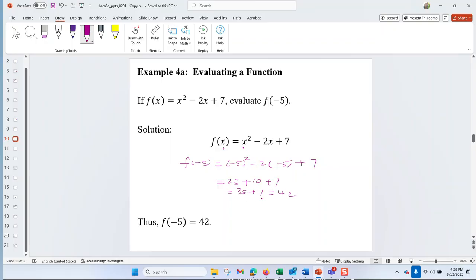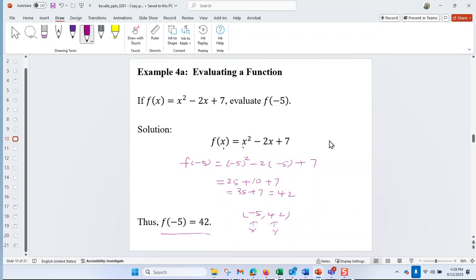So that means f of -5 is equal to 42. If I write it down as an ordered pair, this will be (-5, 42). This is the x value, this is the y value in here, the point. All right, so that is how you calculate this type of function notation.